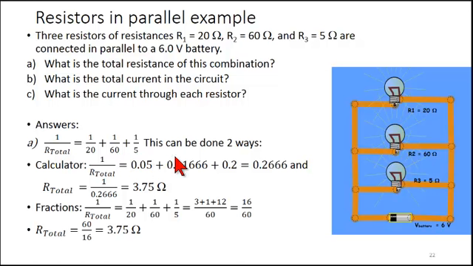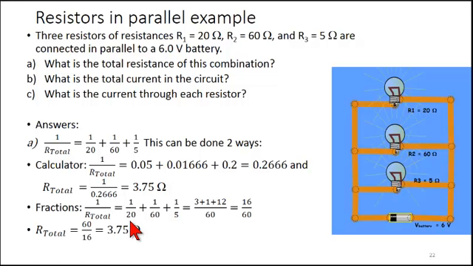You can do this 2 different ways. One would be a pretty simple approach. Grab your calculator and take the inverse of 20, the inverse of 60, and the inverse of 5. You add them up, you get 0.2666. This is a little exaggerated, but I just wanted to have more digits than necessary so I can get a nice rounding of the value at the end. And then when I take the inverse of this, so 1 over 0.2666 gives me 3.75 ohms.